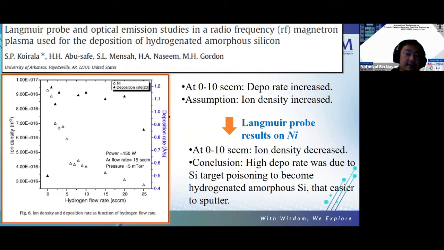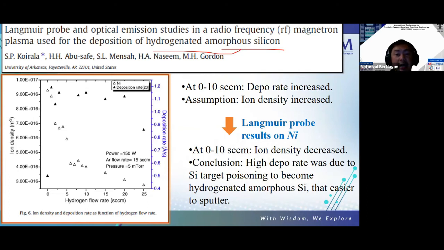Okay, this is another example where they use a Langmuir probe to study the plasma in hydrogen. They create a plasma that can be used for solar cell applications. They want to create hydrogenated amorphous silicon. So this is the film that they want to fabricate, hydrogenated amorphous silicon.